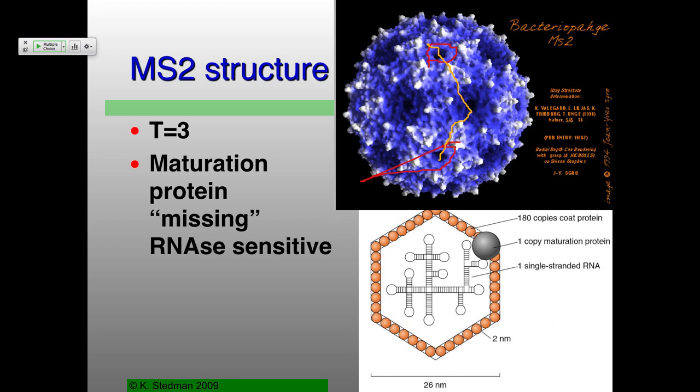One of the weird things, however, about this particular structure is there's supposed to be a maturation protein in here, but you don't see it in the structure. Why do you not see it in the structure? Any ideas? Anyone got thoughts about why you wouldn't see a maturation protein, even though we know it's in the virions when you purify virions? Why might you not see it?